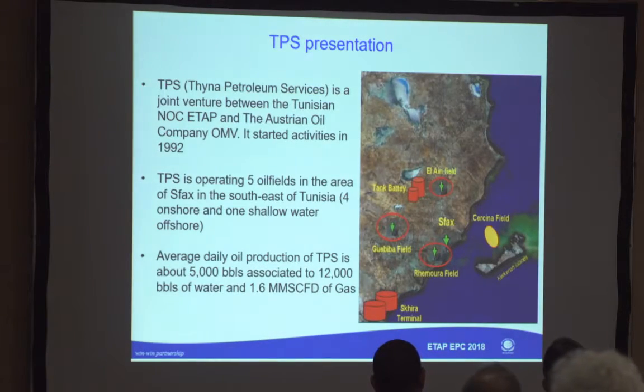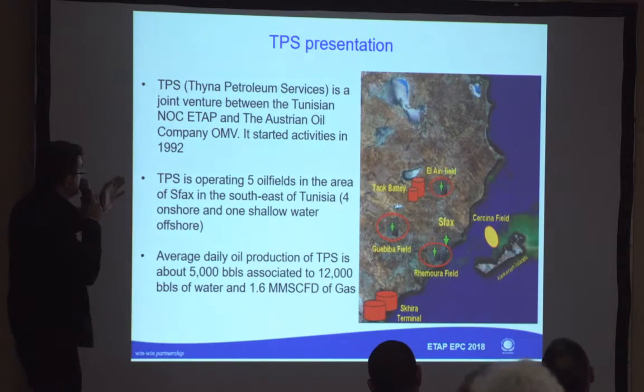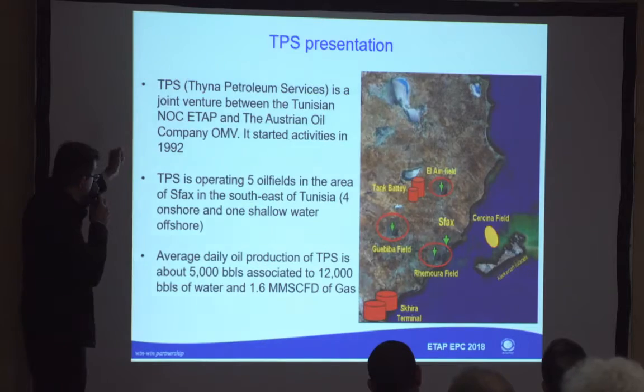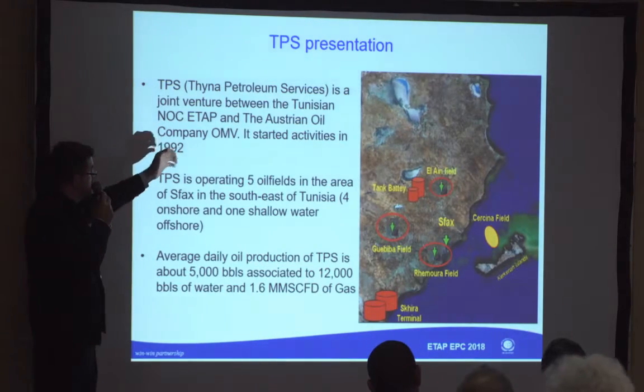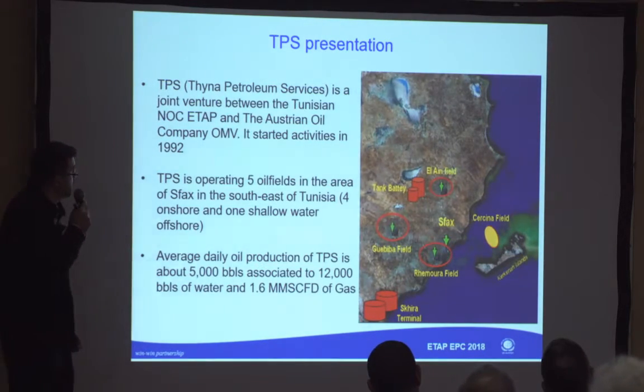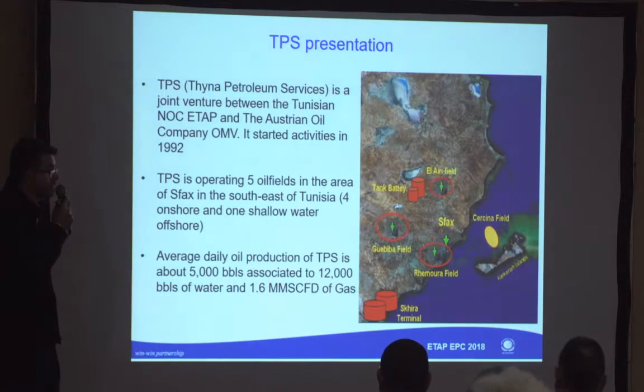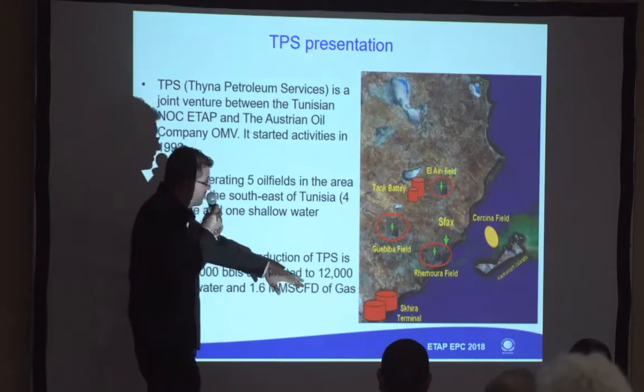For those who don't know TPS, TPS is Thina Petroleum Services. It's a service company, a joint venture between the Tunisian NOC, National Oil Company, ETAP, and the Austrian oil company, OMV. It started activities in 1992. TPS is located in the Sfax region, to the south.